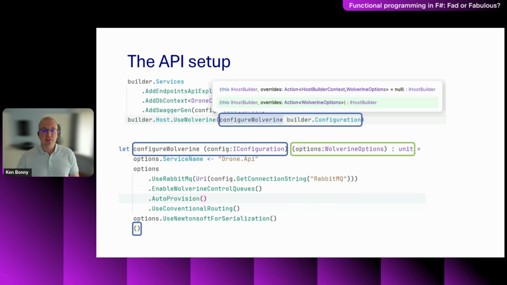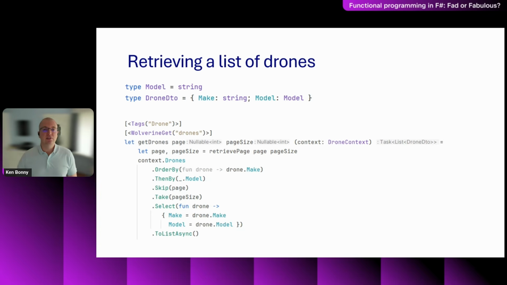So with our API setup out of the way, let's take a look at the first endpoint that we shall be creating. And when we are creating a get endpoint, we are also specifying something that we will be returning to our client. In this case, we will be retrieving a list of drones in our system. To model this, we can create a type like a drone DTO that we will be returning to our clients, and we will specify a make and a model.